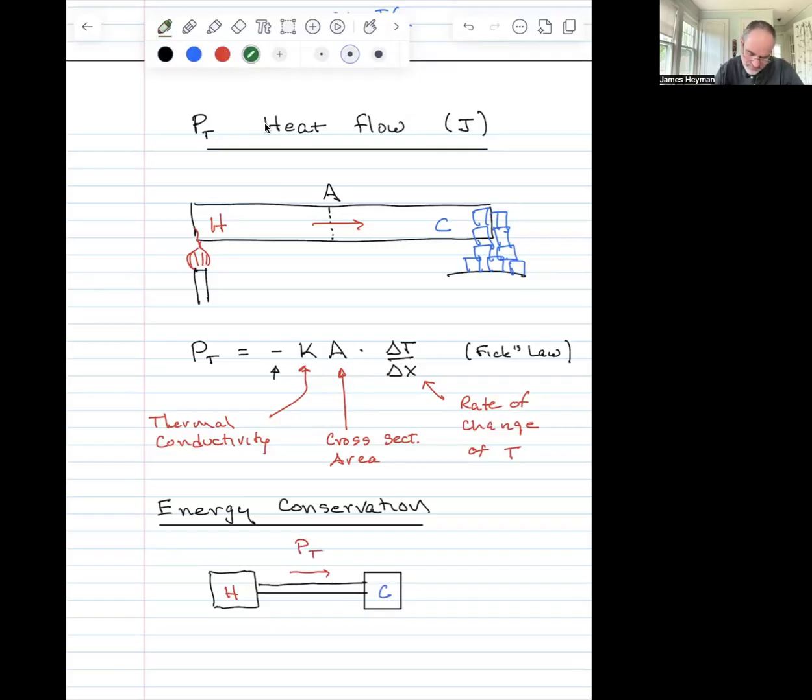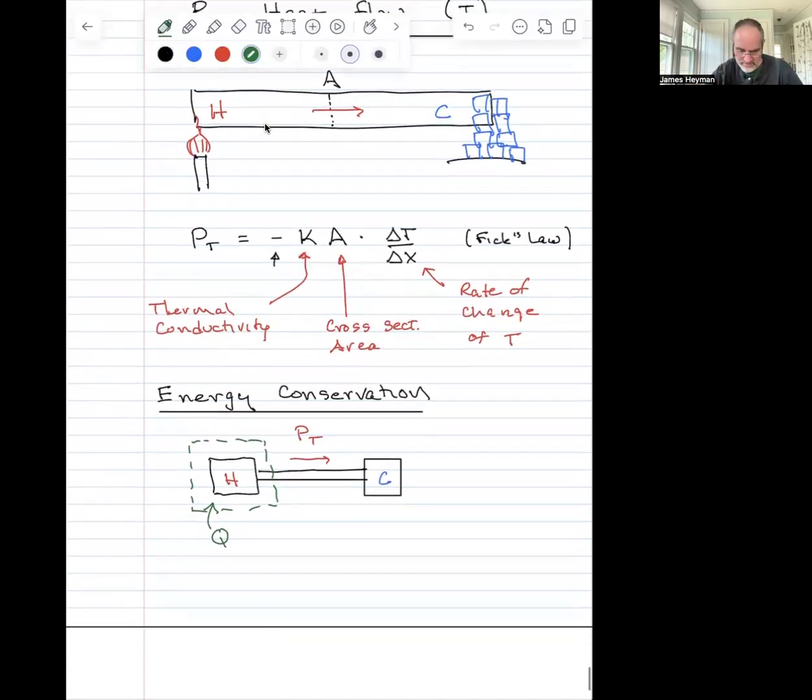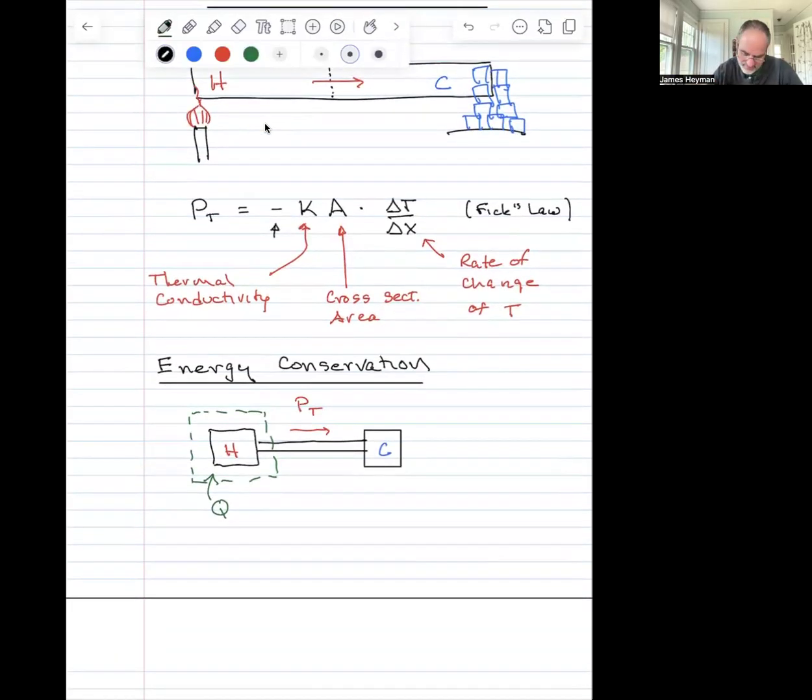And what that means is just this. If heat is flowing out of the hot object, then the amount of heat in the hot object must be declining with time. As energy flows out, the amount of energy that remains gets smaller with time. And so we can express it with this formula here, which says that delta Q over delta T is equal to minus P_T. Okay?